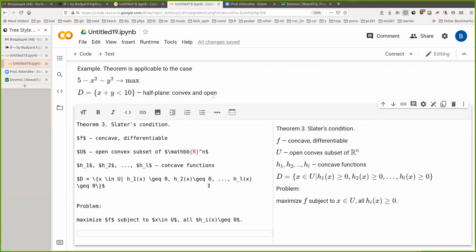Excuse me, could you give me an example about this condition? For example, just a real example. Yeah, we have not finished yet. We haven't finished yet. Just the setup. F is concave, U is open convex, H1, H2, HL are concave functions. Is every term clear or not? Okay, I hope that you have no questions.